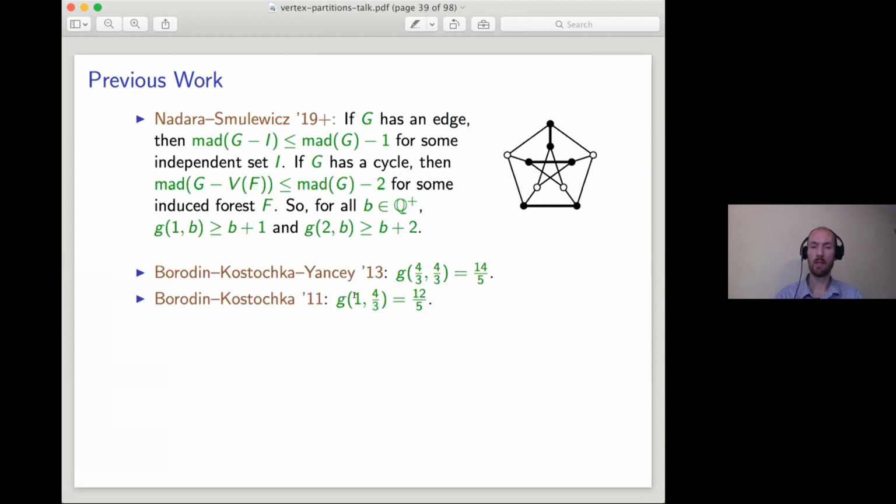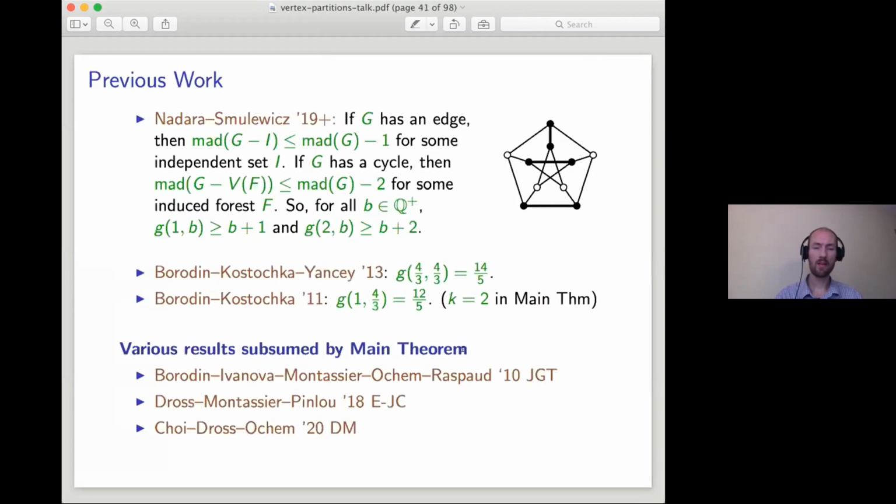This one here is, again, you've got 2 colors, and the first color class has to be an independent set, and the second one, each component can have order at most 2. So this is an independent set and a matching. And they said MAD of 12/5 or less is fine, and there are infinitely many sharpness examples for that. And this actually is the case K equals 2 in our main theorem. And so it was in some ways motivated by this earlier paper. And then there's a bunch of other results that I won't get into a ton, but in each case, these have stronger hypotheses than what we had, and they get a weaker conclusion. So these are all subsumed by our main theorem.